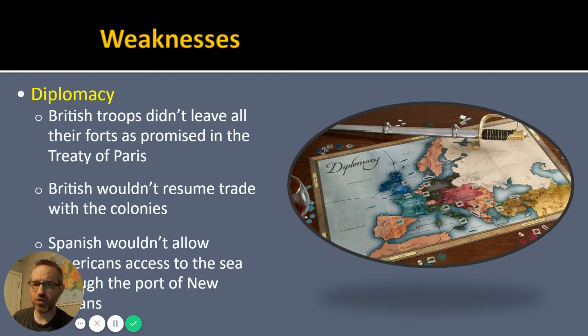So the war is over, but the British won't leave. We still have British troops out on the Western Front. It's kind of crazy. Out west, near the Appalachian Mountains. England won't immediately resume trade with the colonies. The Spanish won't give us access to the port of New Orleans. I don't really care that you know all these things. I just want you to understand that we have all these little bitty problems.